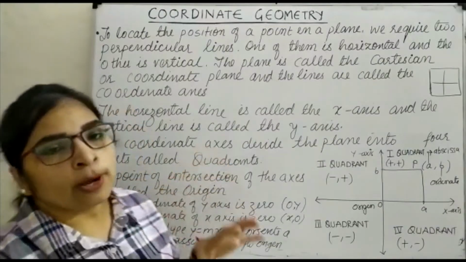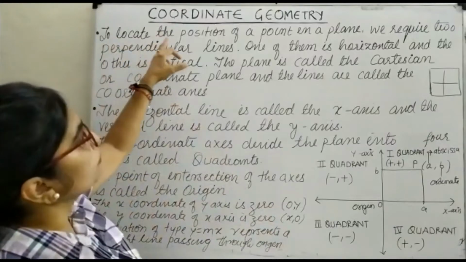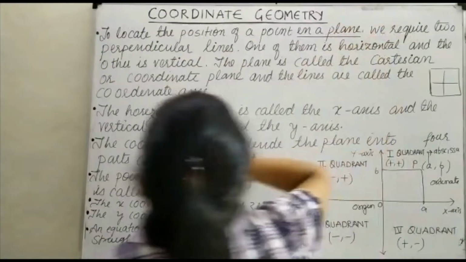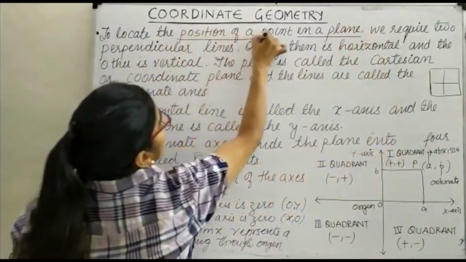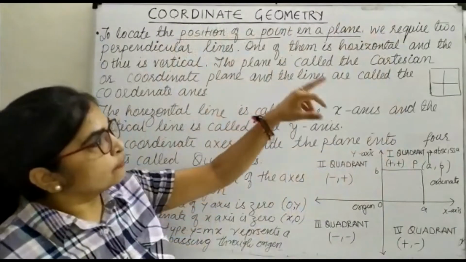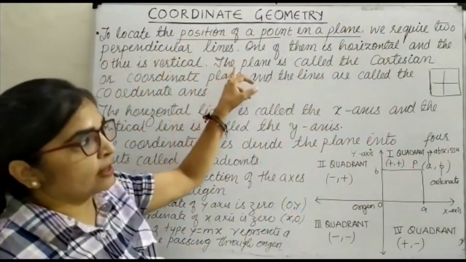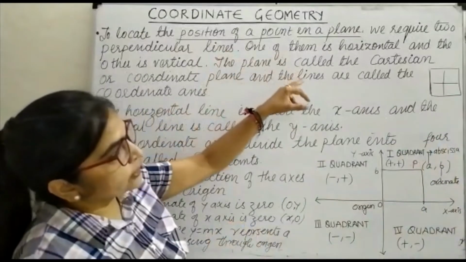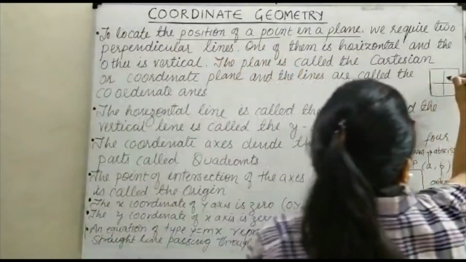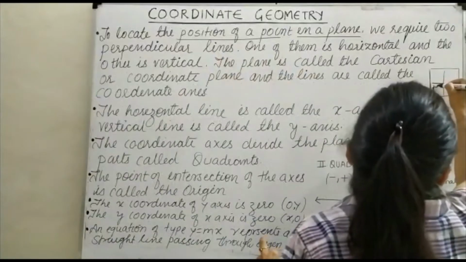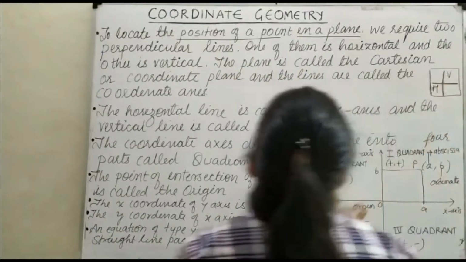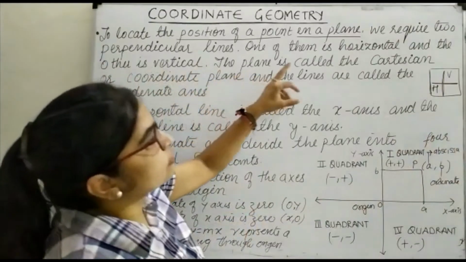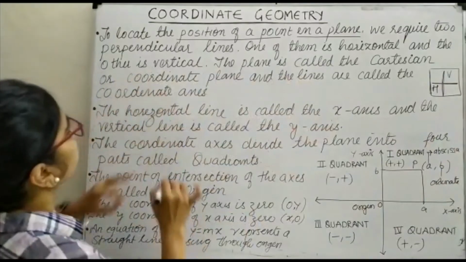Let us see why it is used. To locate the position of a point in a plane, we require two perpendicular lines. You can see that these two are perpendicular lines. One of them is horizontal and the other is vertical. The plane is called the Cartesian or coordinate plane.